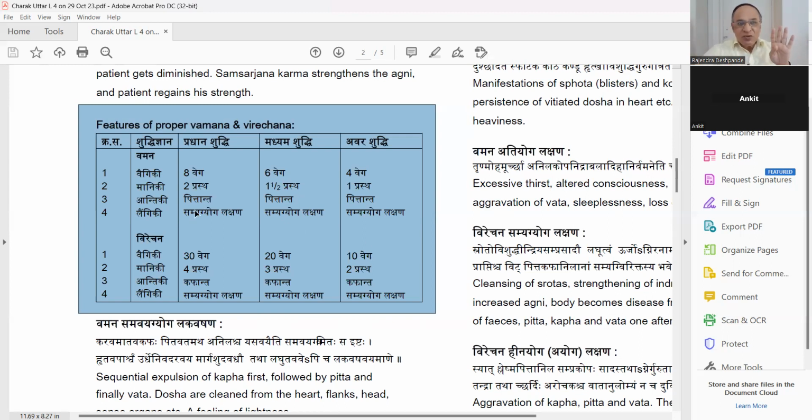Okay. Which tests do you have to do? Number 1, Vegiki. How many? This is Vamana, so how many times is this matter vomited? Big vomiters. And in Virechana, loose motions, 3 times, 4 times going to the toilet. So this is Vega. How many times? Quantity of Vega. Then Maniki, measurement of that expelled fluid.